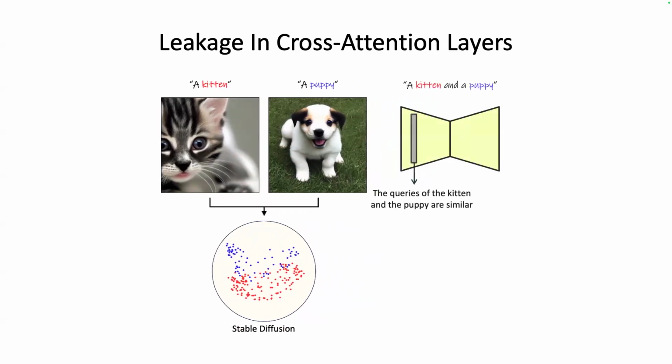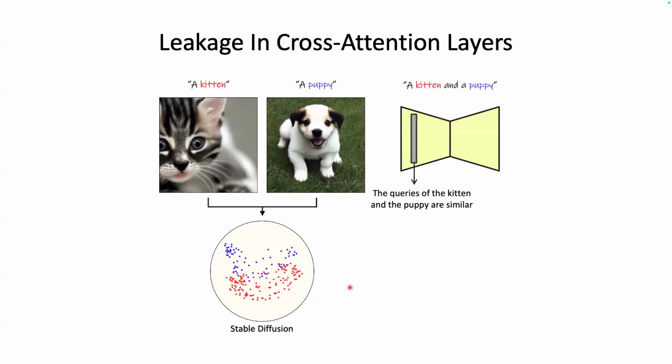So what happens if we try to generate the kitten and a puppy in the same image? As we've seen, the queries of the kitten and the puppy are similar, right? So in the output, since the queries are similar, we're going to have leakage between the kitten and the puppy. And just to make this point clearer, why the queries are similar, we see it on the left, right? Here we generated the images separately, and we see that there is an overlap in the distribution. So that's why we're going to have leakage.